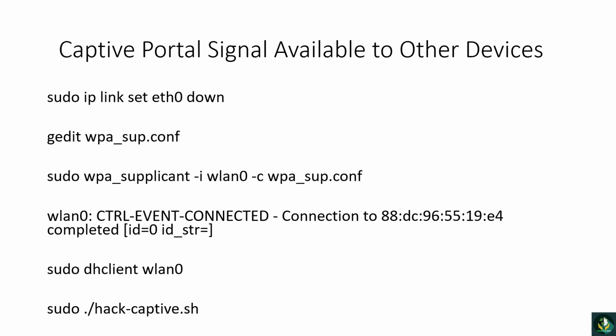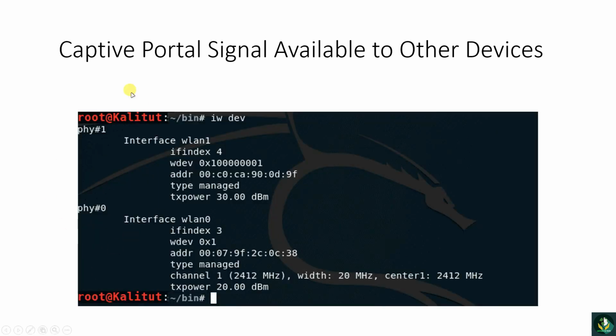Now we need to raise our own access point, which will use the intercept portal interface as a source of internet access. So we look at the name of our interface like this. This is our interface. There are a couple of network interfaces. Just type iwdevs and it will give you all the interfaces.